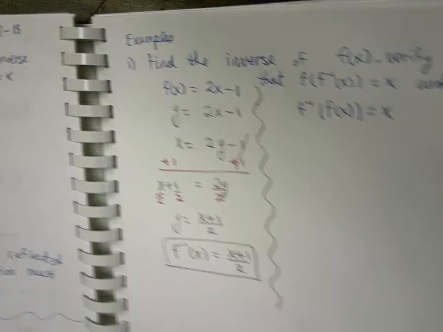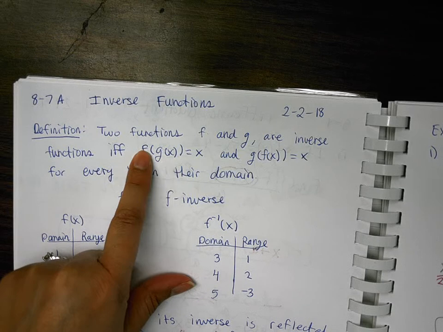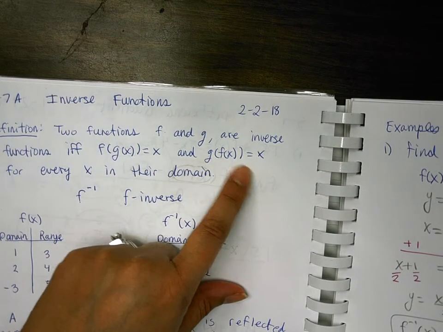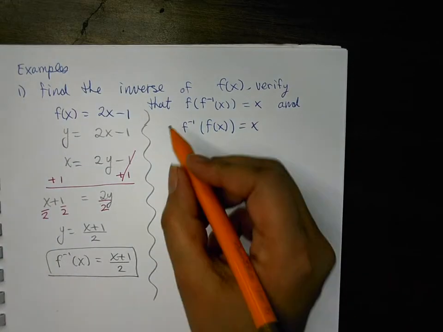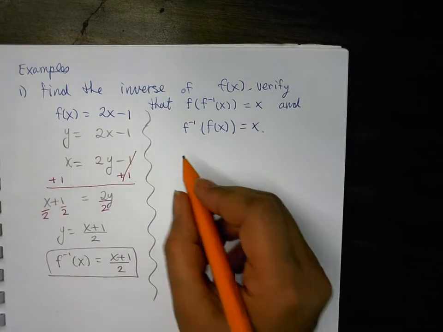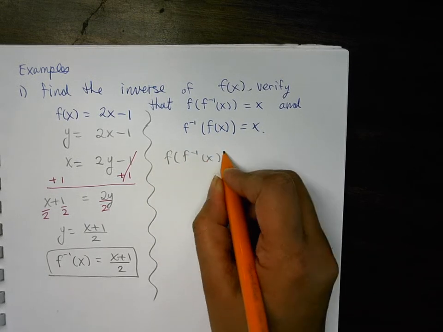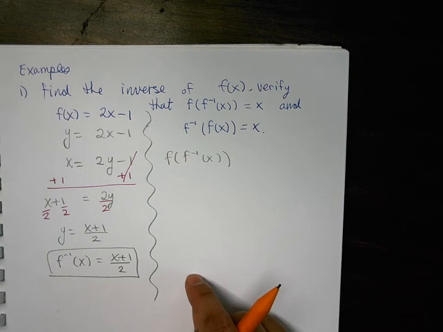All right, so this was part of the definition, correct? F of g, but instead of g I now have the inverse. F of f inverse is x, and f inverse of f of x is x. So we're trying to prove this definition here, or show it, verify it. Okay, so I'm going to do the f of f inverse first. Do you guys remember composition of functions?